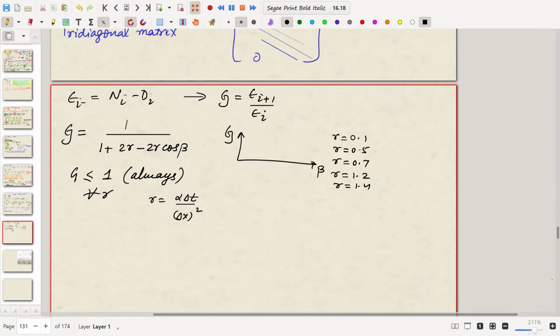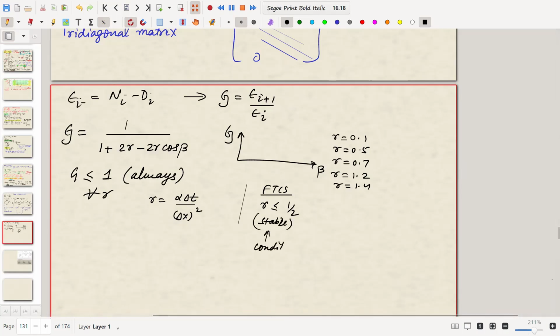That means the method is unconditionally stable. Unconditionally. Whatever delta T, delta X you choose, it doesn't matter. Mod G is always less than or equal to 1. Always. But this you never got in your FTCS scheme. See the difference: in the FTCS scheme, you need R to be less than or equal to 1 by 2 for stability. This is the condition.